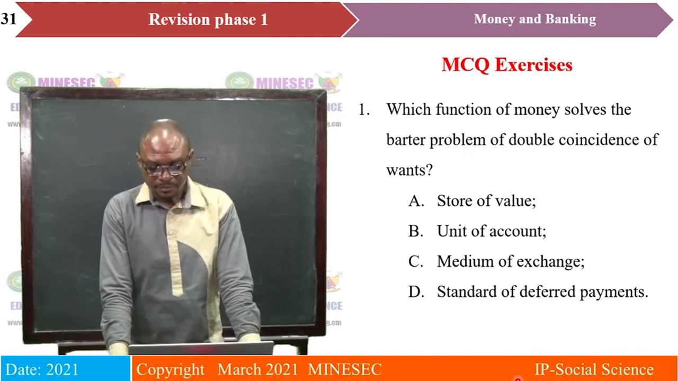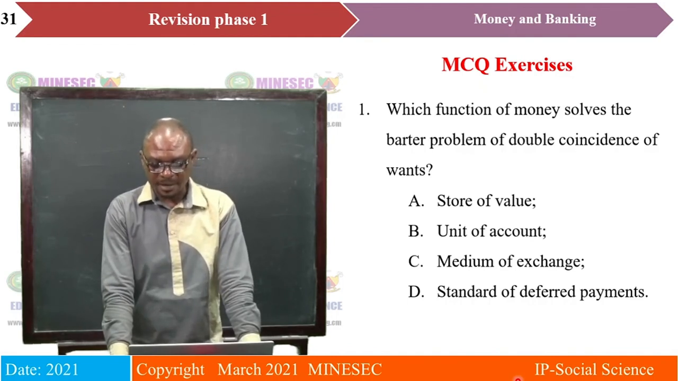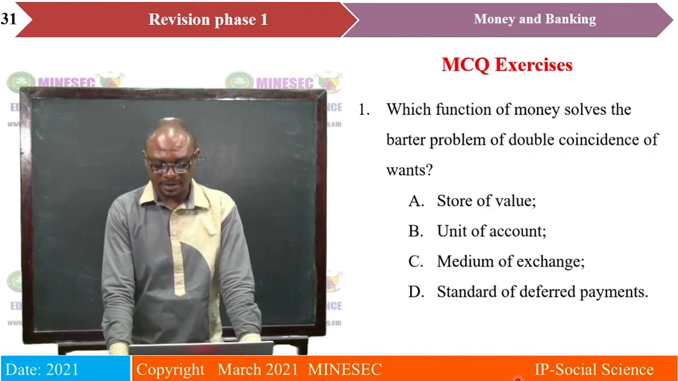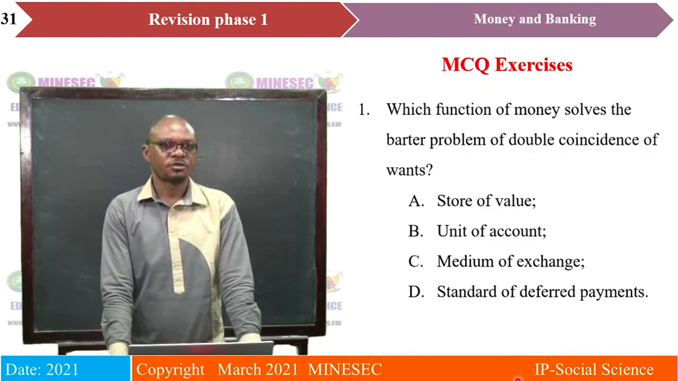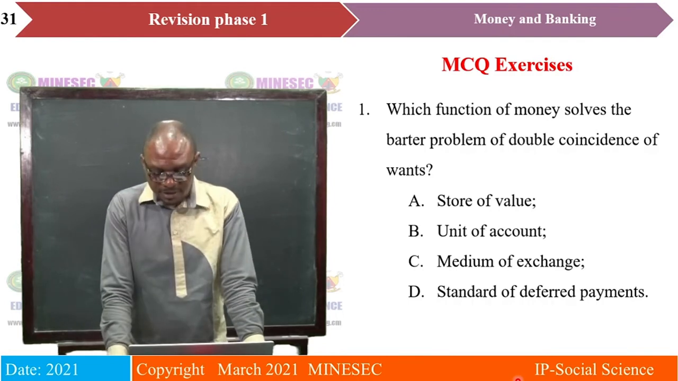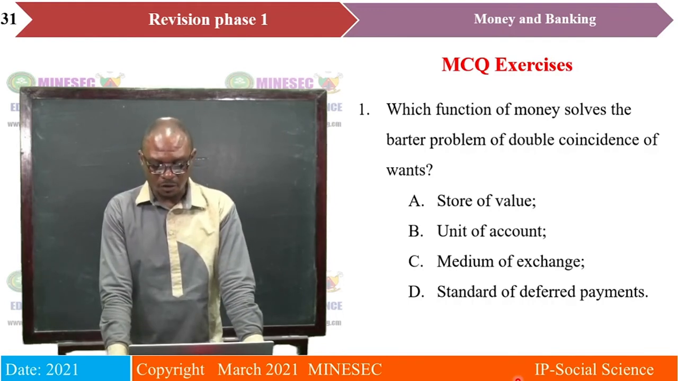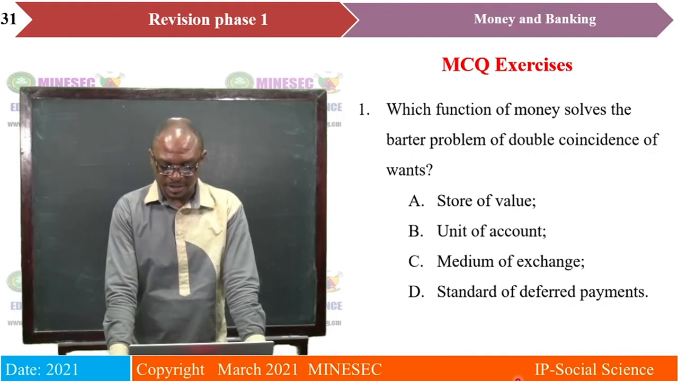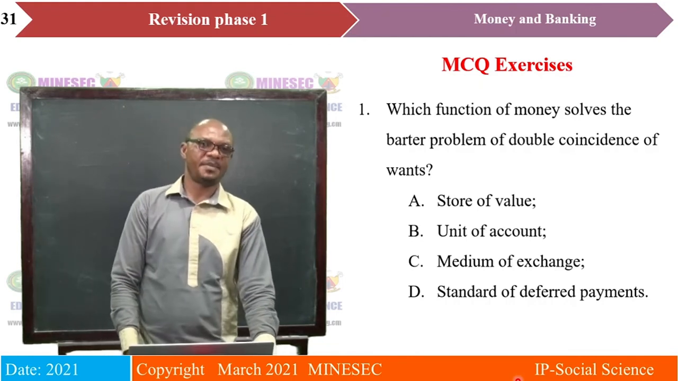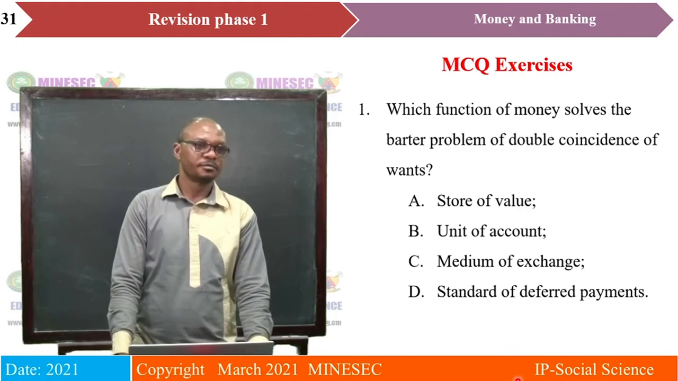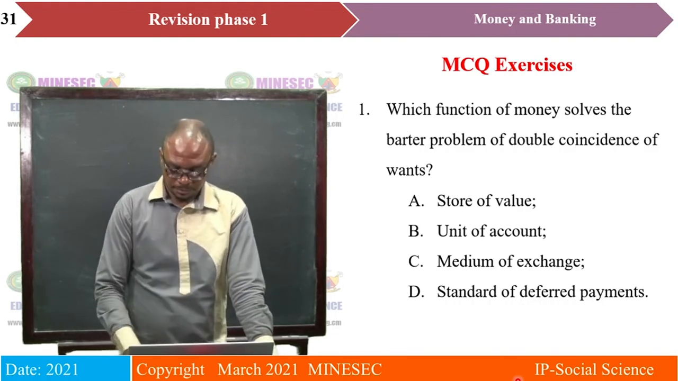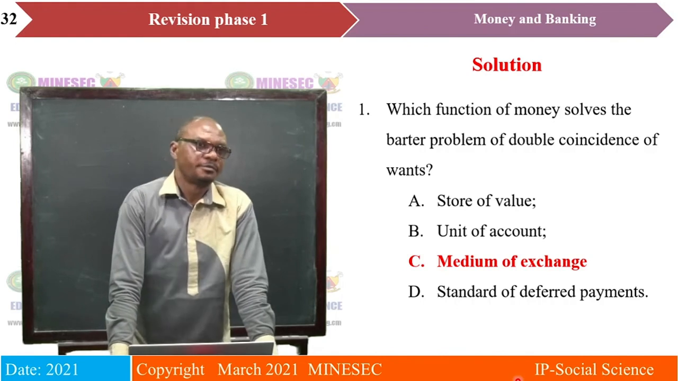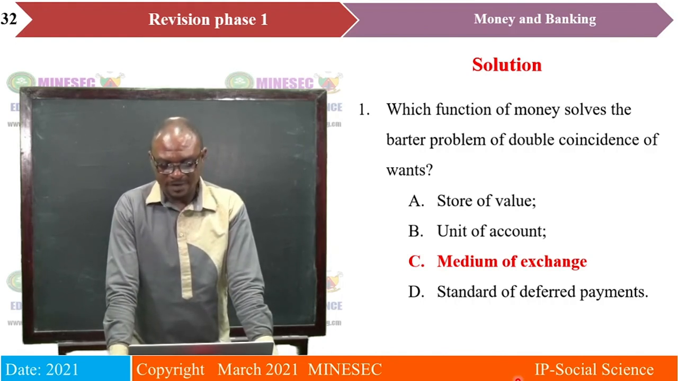First question. Which function of money solves the barter problem of double coincidence of wants? A, we have store of value. B, we have unit of account. C, medium of exchange. And D, standard for deferred payment. C. Correct. C, medium of exchange.